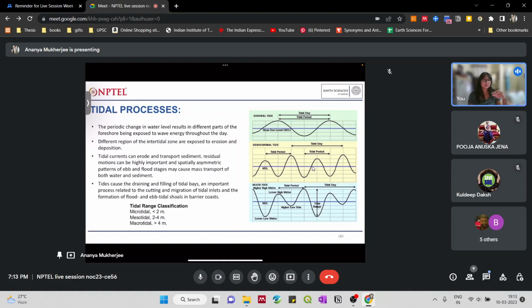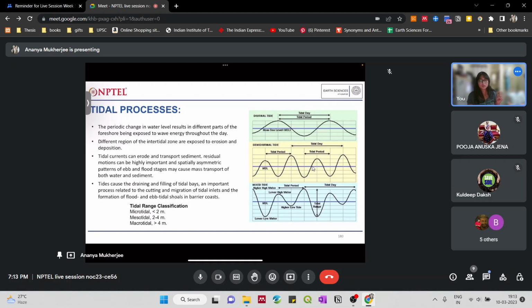Okay, that is with respect to distance. So that is microtidal, mesotidal, macrotidal, the kind of difference between the tidal levels. These also affect the coastal processes, the coastal erosion that happens.